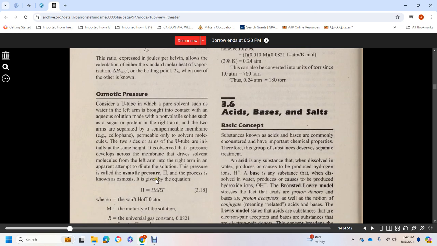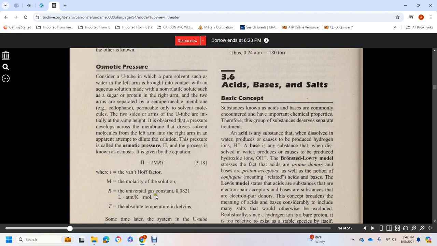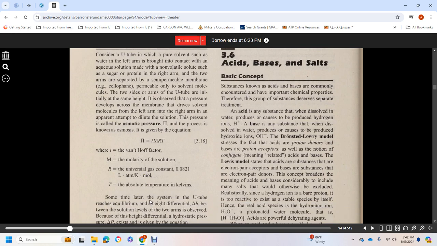The pressure developed with the dilute solution is called the osmotic pressure, and the process is known as osmosis. It is given by the equation: pi equals the van 't Hoff factor times the molarity of the solution times the universal gas constant, 0.0821 liter-atmospheres per Kelvin-mole, times the absolute temperature in Kelvin.